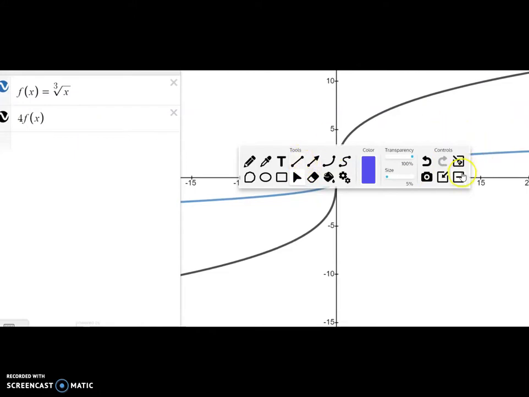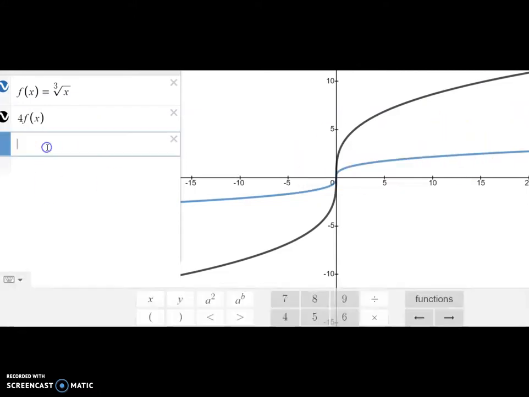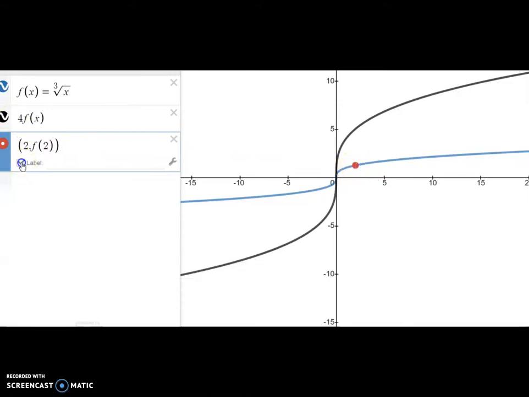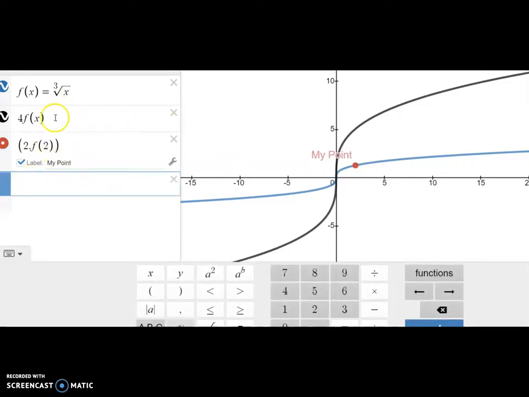Let's get rid of this thing. Sorry. You can put in a point. And you can put 2 comma, I don't know what 2 gives us. 2 comma f of 2. So it's like x and y. And there it is. There's a point. And you can even give it a label. My point. Get to the point. Right, there's my point. I've made my point. But all right, thanks for sticking around. I'll be here all week.